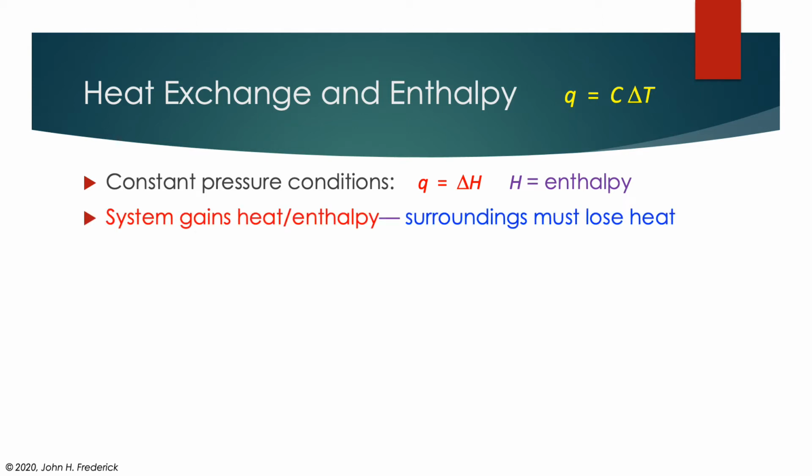Now, we want to differentiate between what happens in the system and what happens in the surroundings. The two are complementary to one another, so it's important to understand that relationship. When a system gains heat or gains enthalpy, that means the surroundings must lose heat. In other words, the two of them are complementary. If one gains, the other one loses. If that one loses, the other one gains. So we can write down very accurately that the change of enthalpy in the system is going to be the negative of the change of enthalpy of the surroundings.